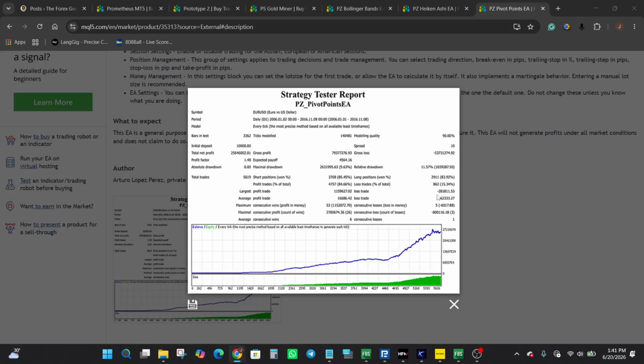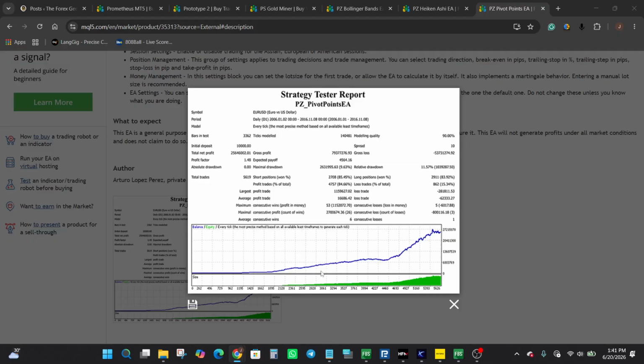Largest loss here, $281,811.53. Average profit, 16,686.42, while the average loss was 62,333.27. So this tells me that the average risk to reward ratio was bad.